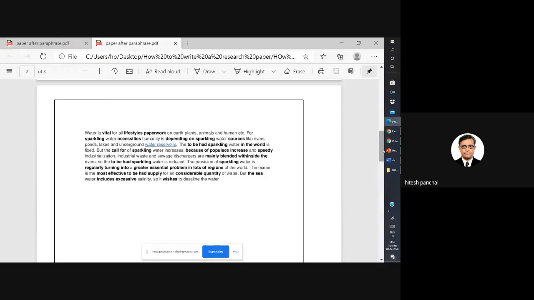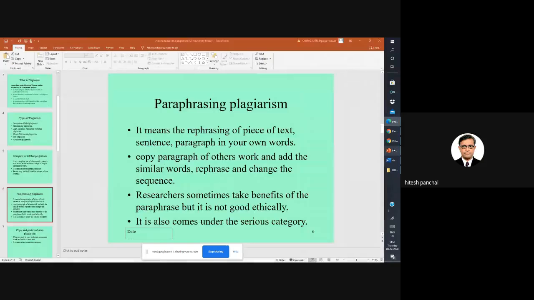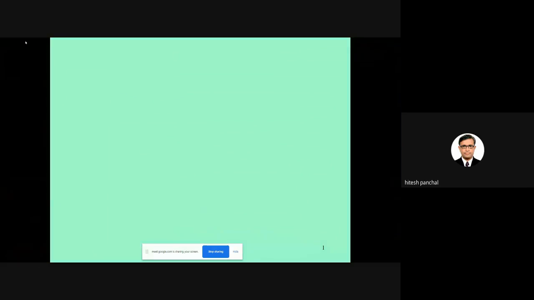That is why this paraphrasing software has been used by many researchers, and at present some researchers are still using it, but it is totally unethical. So you are requested not to go for the paraphrasing software. Now I think you understand clearly regarding the paraphrasing software.